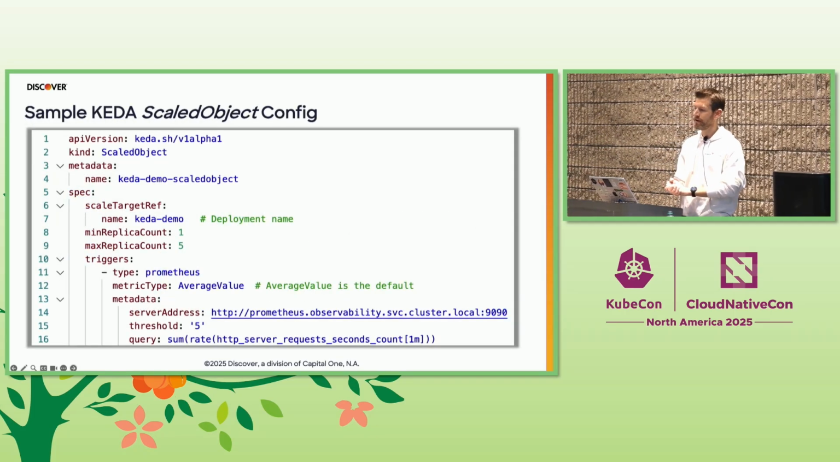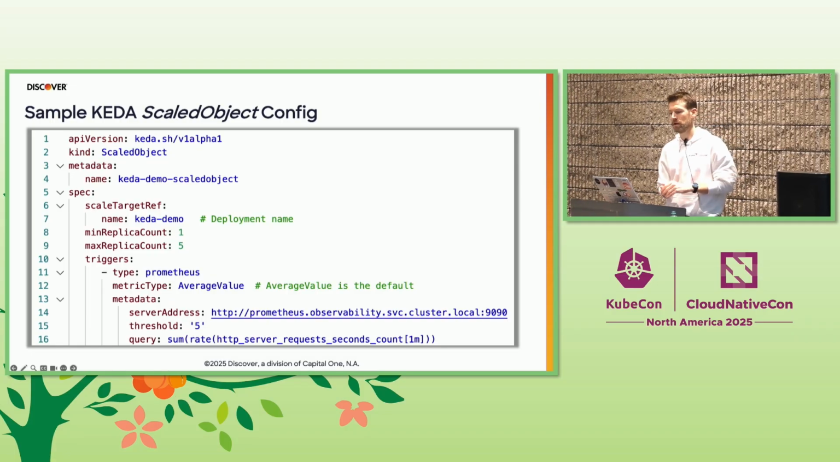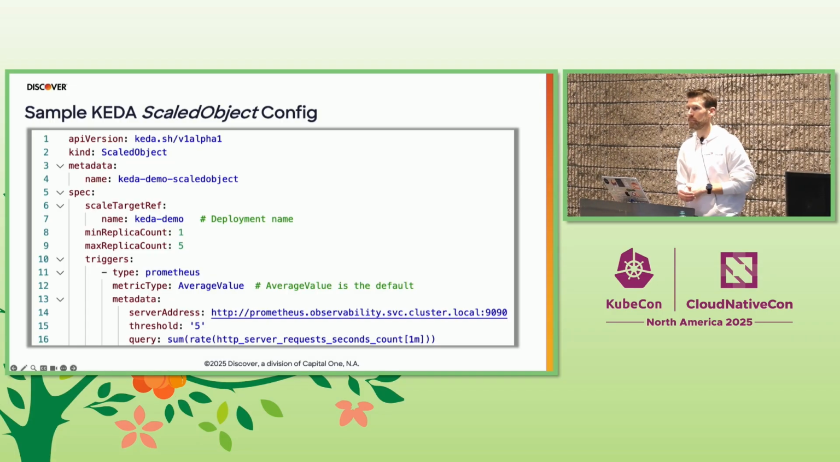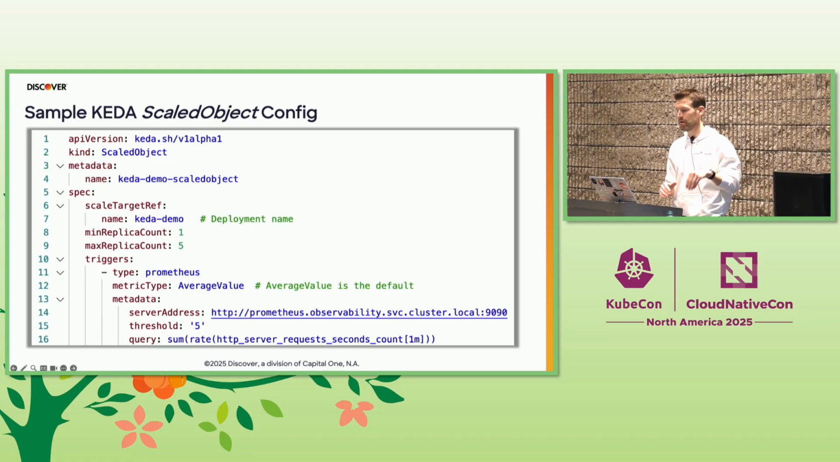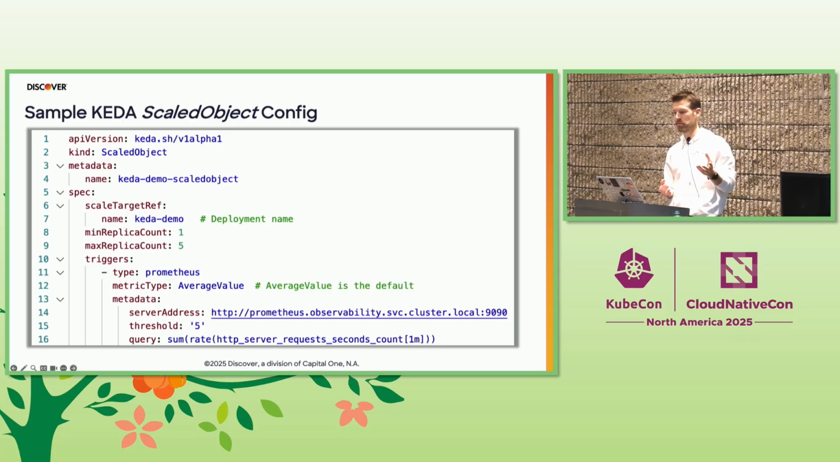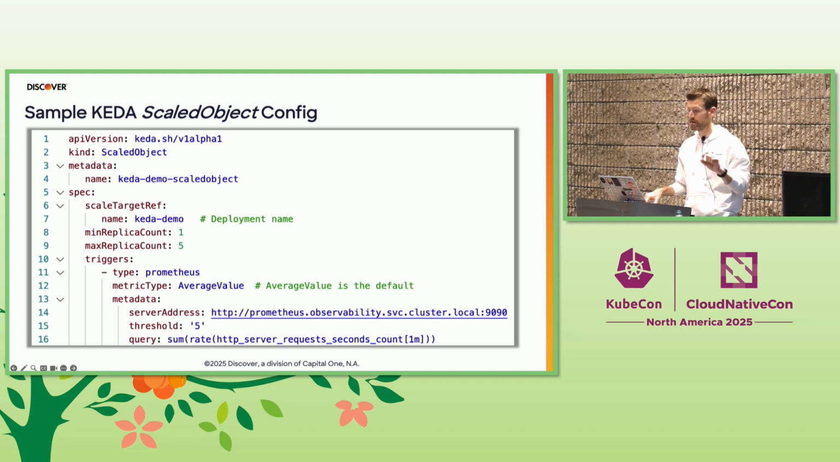So if we take a look at the scaled object configuration, this is a quick, simple example here. Kind of a key setting here is the deployment name, if you see on line number 7. And then you have essentially the triggers, which is where you define the scalers, and of course you can have one or more there. So this is the example of the Prometheus one.